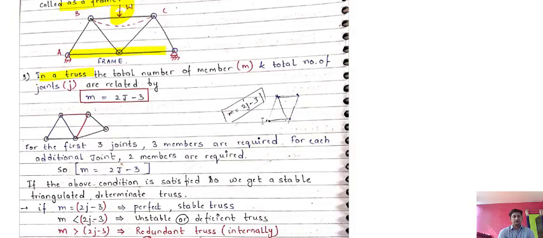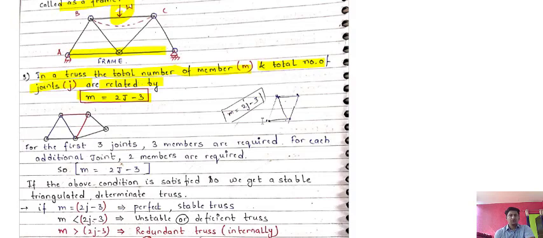In a truss, the total number of members M and the total number of joints J are related by M equals 2J minus 3. So how does this definition come about, that these are related like this?